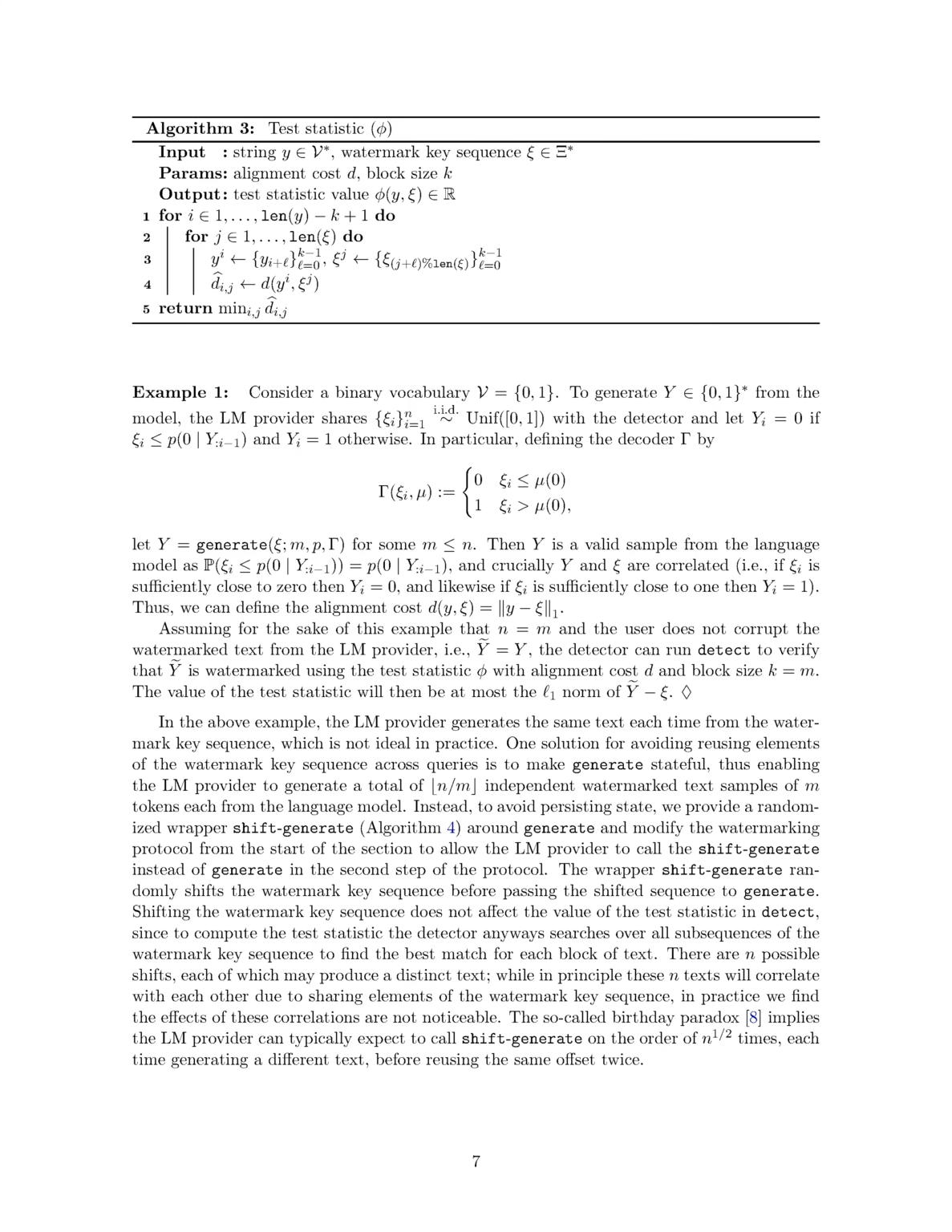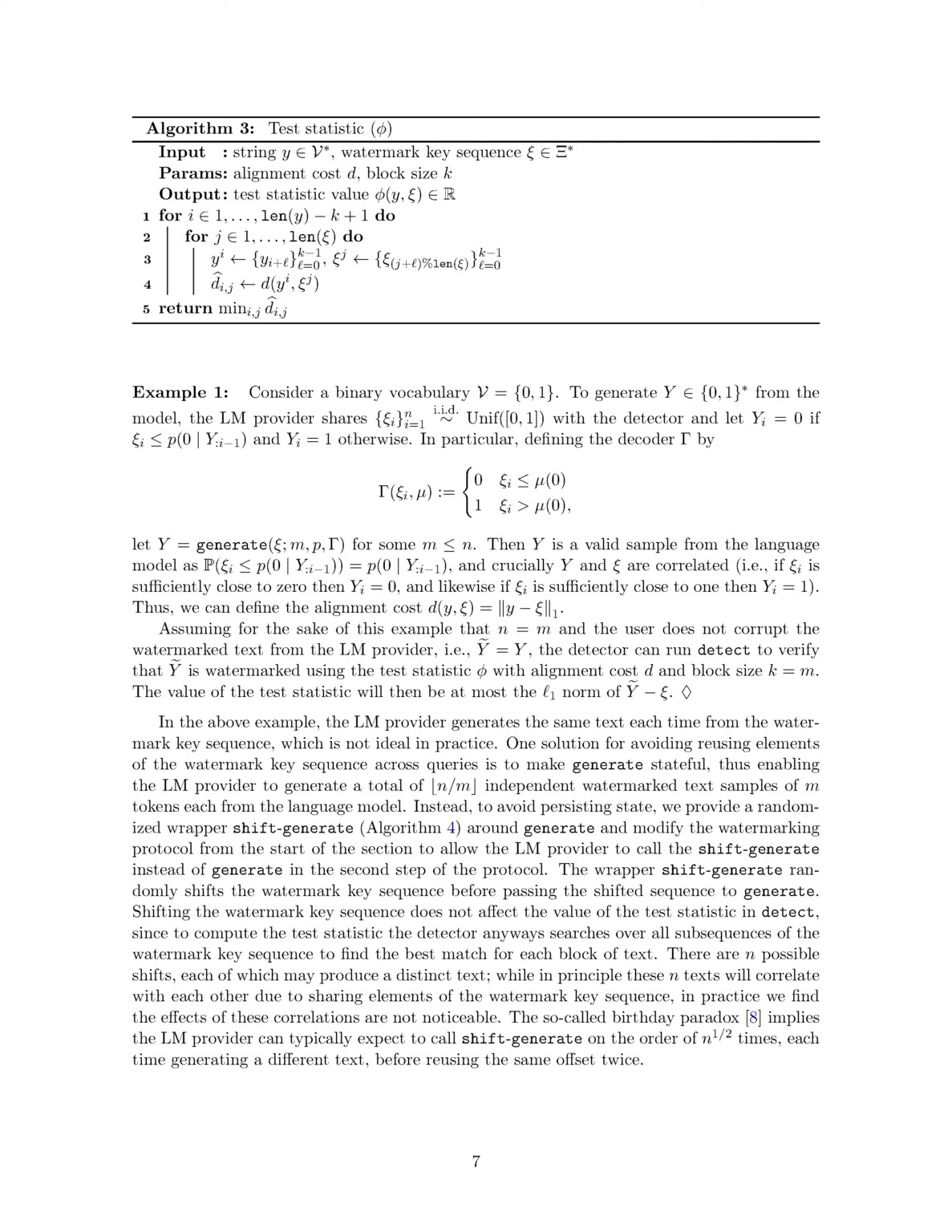Finally, the paper discusses a solution for avoiding reusing elements of the watermark key sequence across queries. This involves making the generate method stateful, which allows the language model provider to generate multiple independent watermark text samples from the language model. Alternatively, a randomized wrapper around the generate method can be used, which randomly shifts the watermark key sequence before passing it to the generate method.